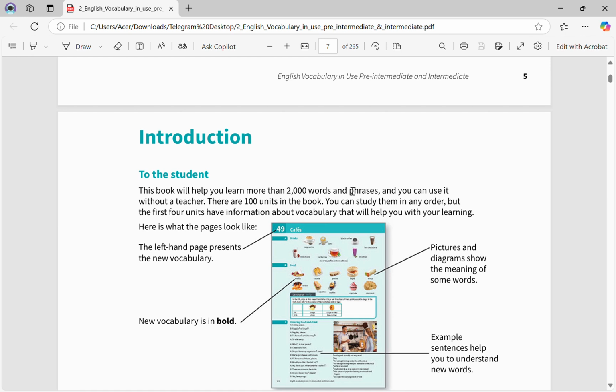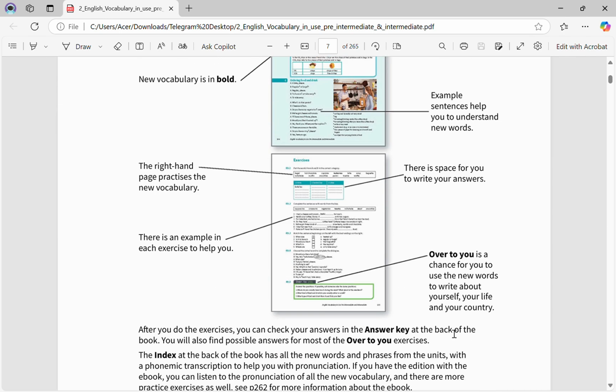Here's what the pages look like. The left-hand page presents the new vocabulary. Okay, we are using the PDF file, so we don't have any left hand and right hand, but let's read. The left-hand page presents the new vocabulary. Pictures and diagrams show the meaning of some words. There are sentences to help you understand new words.